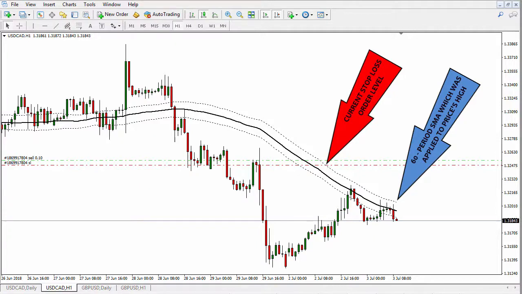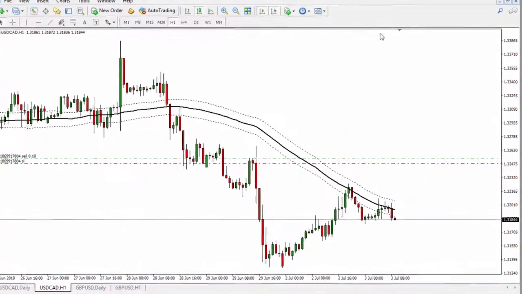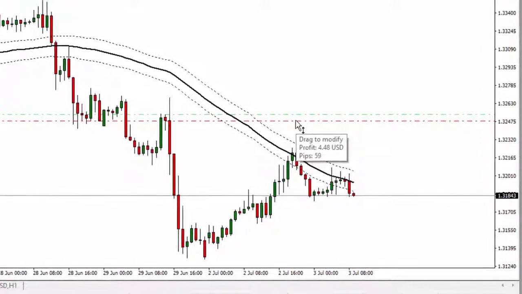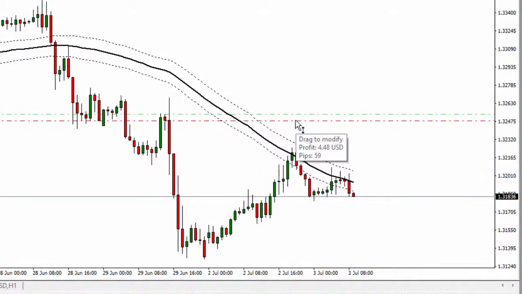Therefore, in line with this trading strategy's profit locking rule, I'm going to quickly move its stop-loss order from its current location to the new price level where the 60-period simple moving average, which was applied to prices high on the USD CAD's 1-hour time frame, is currently located at. At the moment, I've been able to successfully lock in about 5.9 pips of guaranteed profits from this short counter-trend trading position.